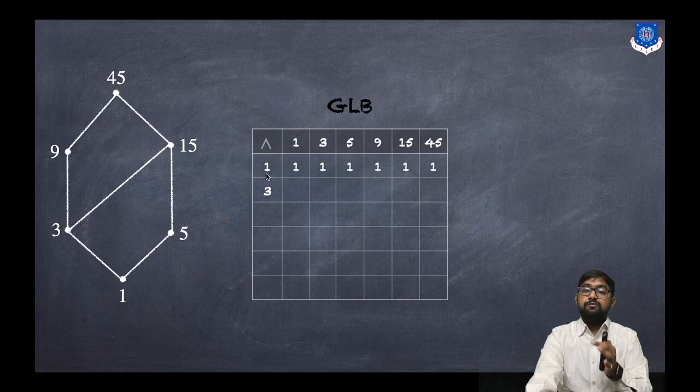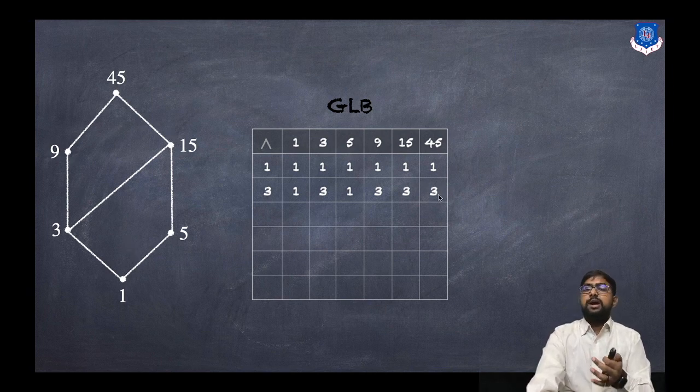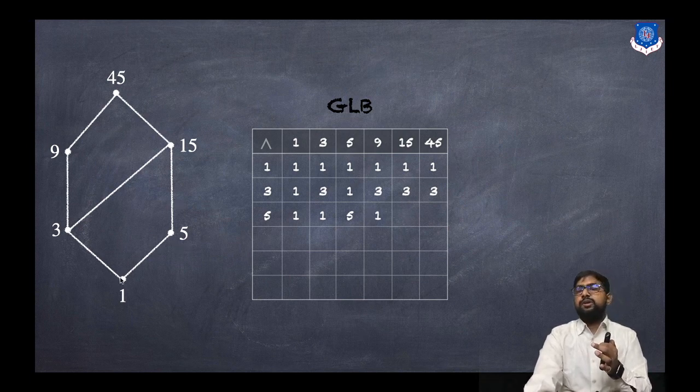Now 3 and 1, in 1, 3 it was 1, so 1. Now 3, 3, as it is the same point, so 3. Then 3 and 5, it will be 1. Then 3 and 9, it will be 3. Then 3 and 15, it will be 3. And 3 and 45, it will be 3. Now 5. In 5, 1, in 1, 5 it was 1, so 1. Now in 5, 3, then 1. Then 5, 5, so 5. Now 5 and 9, it will be 1. Now 5 and 15, it will be 5. And 5 and 45, it will be 5.